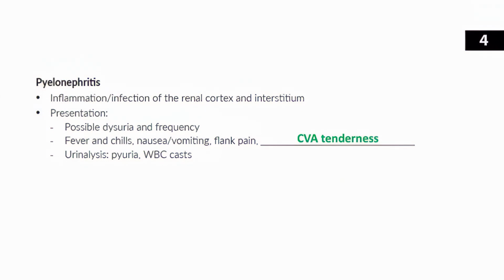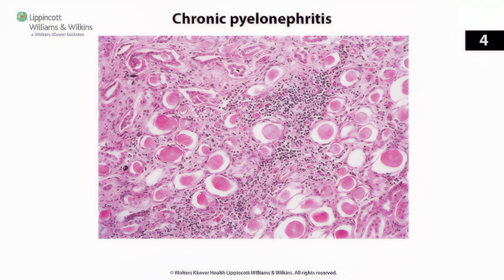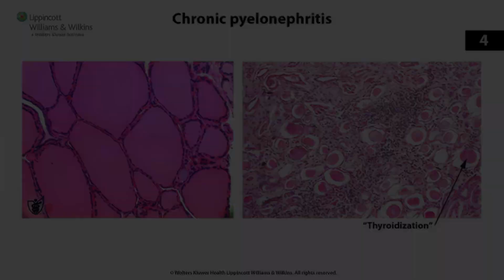If the patient has recurrent episodes of acute pyelonephritis, he or she could develop chronic pyelonephritis, especially if there's urinary obstruction from kidney stones or vesicoureteral reflux, which just makes it harder for the body to flush the bacteria out of the kidneys. The classic pathology that you can see with chronic pyelo is called thyroidization of the kidneys, where the tubules fill up with eosinophilic casts so that the kidney resembles thyroid follicles, which are filled with colloid.